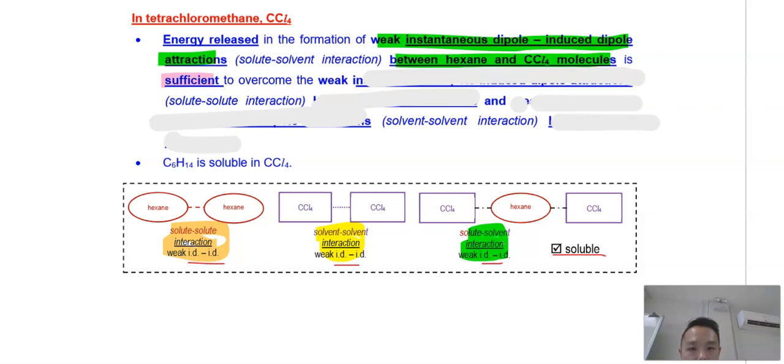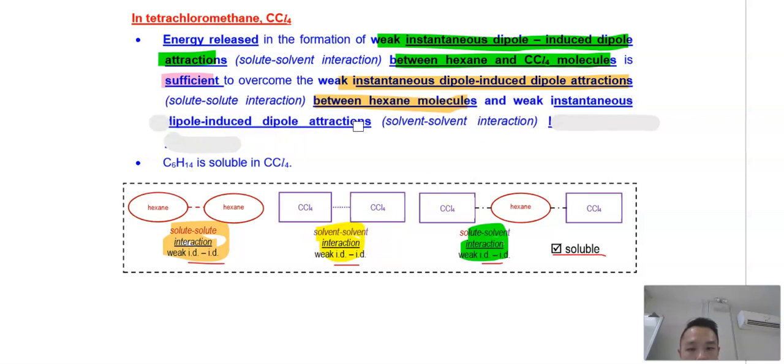Notice, you explain why it's soluble: sufficient to overcome. What's the solute interaction in this case? The weak ID-ID between hexane molecules, so it's a solute-solute interaction. And the solvent-solvent interaction, in this case, is also ID-ID. I'm color coding based on the schematics below so that you can see which is the solute-solvent interaction, which is the solute-solute interaction, which is the solvent-solvent interaction. Because the energy released during solute-solvent interaction is sufficient to overcome solute-solute and solvent-solvent interaction, you expect hexane to be soluble in tetrachloromethane. Okay, with that, we're done with question 13.